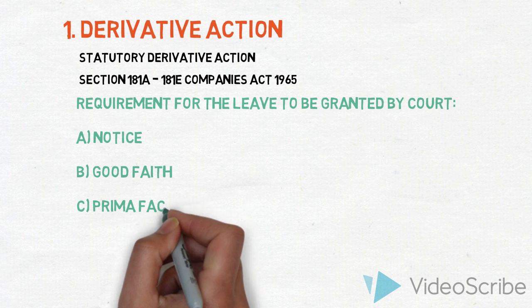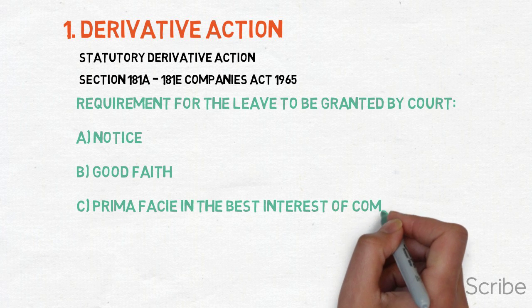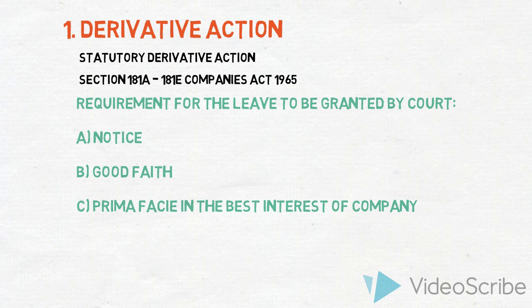Moving on to the second part of the first issue, there are basically three requirements for leave to be granted by court, which are first, notice, second, good faith, third, prima facie in the best interest of the company. The first requirement in applying for leave of the court is that the complainant must give 30 days notice in writing to the directors of his intention to apply for leave under Section 181A of the Act.